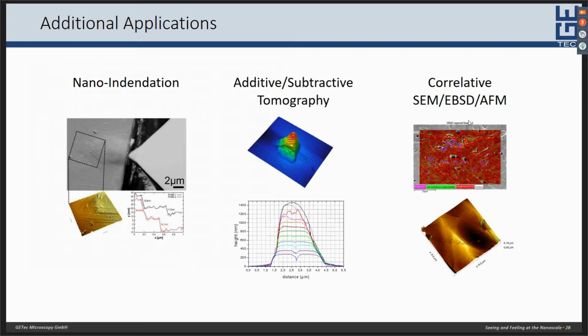Without discussing them in detail, I'd like to mention further applications of our customers, which might be exciting for some of you as well who work in a similar field. These include applications in the field of mechanics, such as nanoindentation, the analysis of micro nanostructures via additive and subtractive tomography, or if you analyze crystalline materials, the correlative SEM, EBSD, AFM analysis might be worth considering.